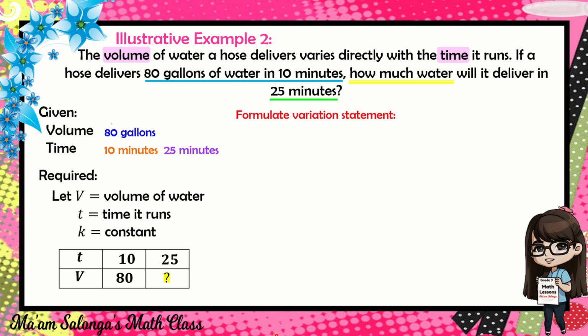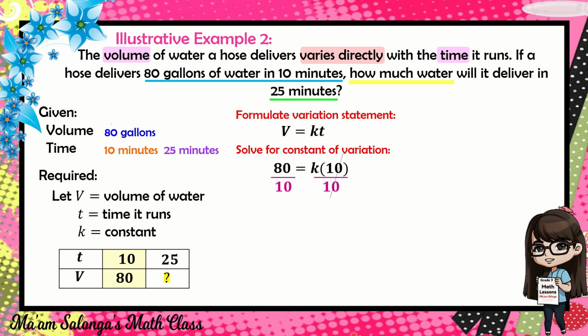We can now formulate variation statement since this varies directly. So, that is V equals KT. Then, finding the constant of variation, we will use this one kasi siya yung complete ang assigned values ng variable. So, by substitution, we have 80 equals k times 10. Divide both sides of the equation by 10, and 80 divided by 10 is 8. So, therefore, the constant of variation is 8.